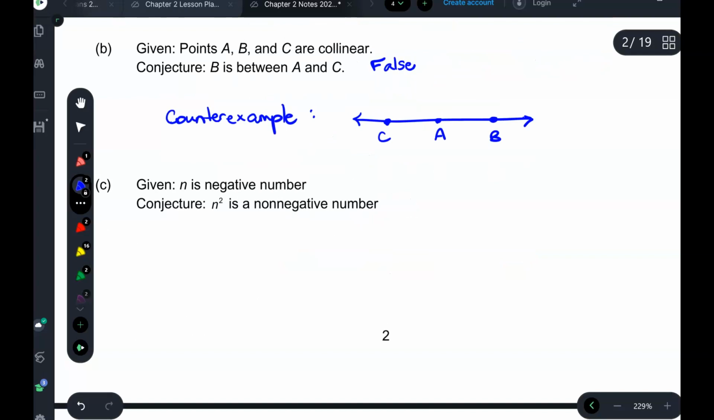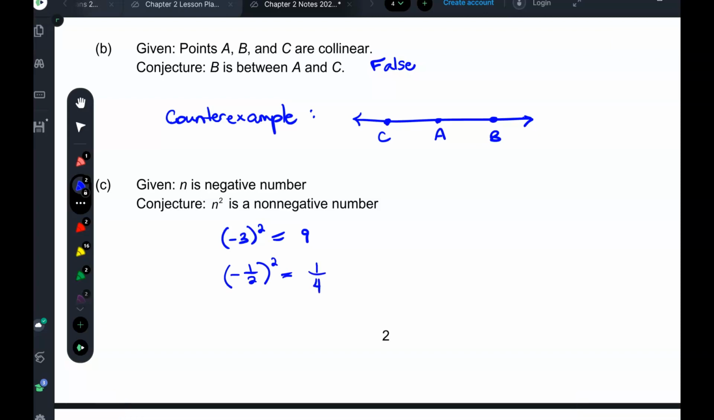This is the last one. N is a negative number. My conjecture is n squared is a non-negative number. Is that true in every case? If I have a negative number and I square it, I multiply it by itself. It's a negative times a negative, which is a positive. So it's always true. Even if it's a fraction and I square it, I still get a non-negative number. So you can't make a counterexample for that one. So it's true.